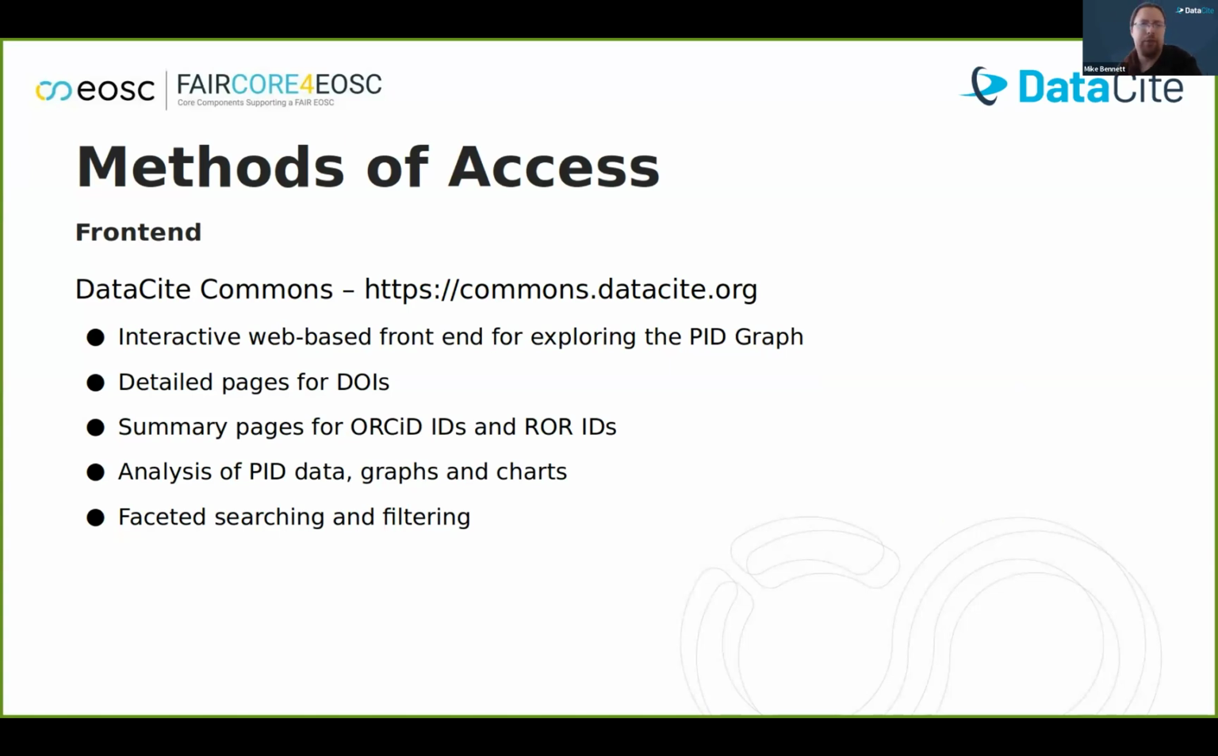We also have a visual front end called DataCite Commons. This is an interactive web-based front end that allows you to explore through the graph. It contains detailed pages for DOIs, some summary pages with metadata for the other node types we support, and faceted searching, filtering, and analysis. So when you view a DOI page, you can see the related works. You can see a force-directed graph that shows you the contributors and how they've contributed to the outputs based around that persistent identifier.